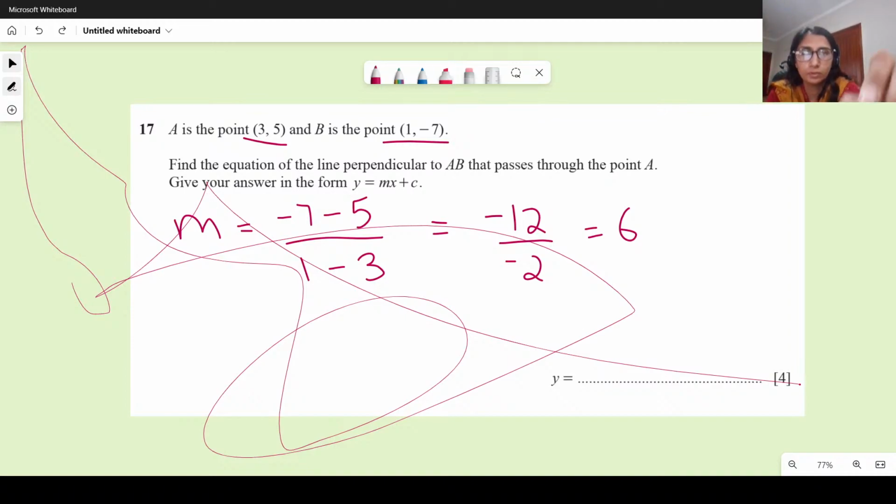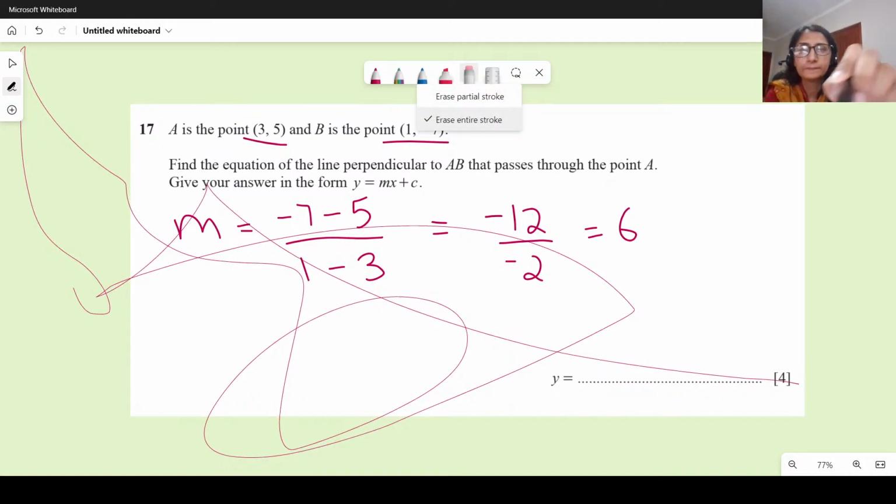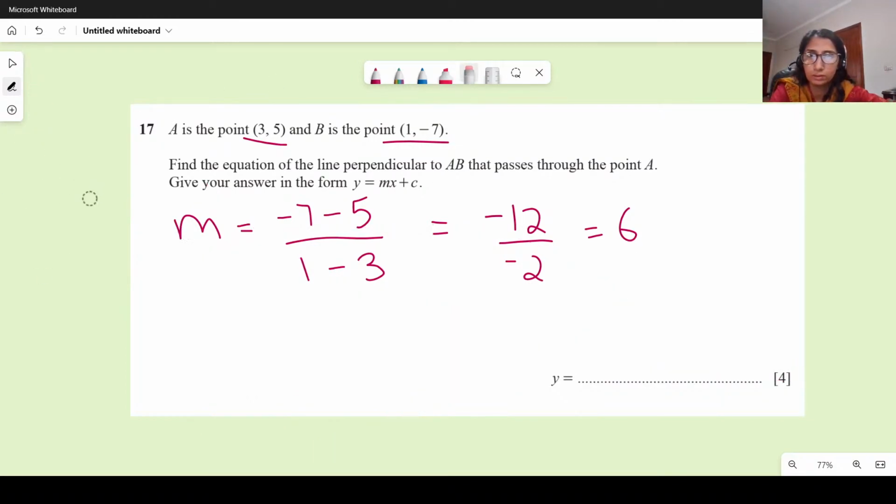Something is wrong with the board. Give me a second while I try to fix it. I hope it's fixed. Yeah.